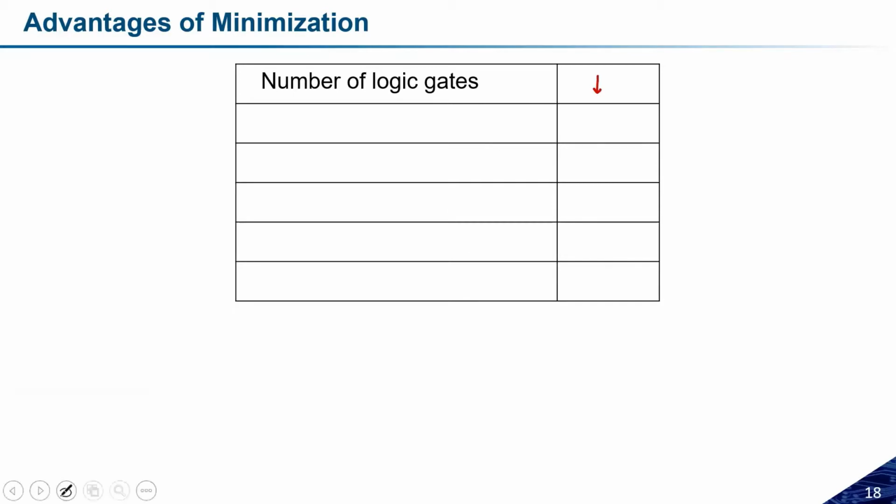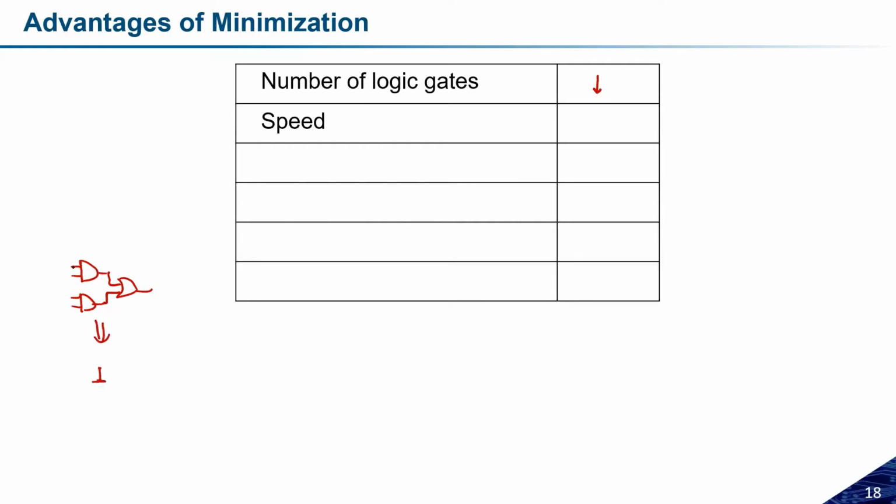Okay, second advantage could be speed. Speed means what? Suppose I have a logical circuit. Let us assume I'm making a circuit something like this, which we saw in the previous class. After minimizing, I was getting the output as always 1. This is what we saw in the previous class.